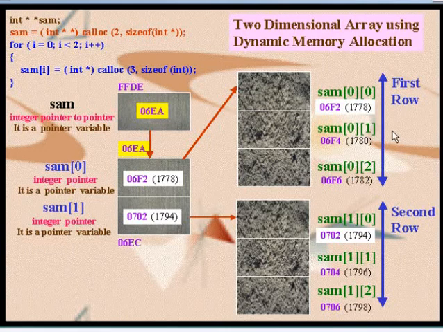Now one more point. Remember that address of Sam, address of Sam0, address of Sam1, address of Sam00, Sam01, Sam02 up to Sam12, they are all different. In the previous case, that is when you implement the two-dimensional array without dynamic memory allocation, content and address of Sam is same. It is equal to address of Sam0, content of Sam0, and we have seen these things. But here all are different. They are stored at different memory locations.